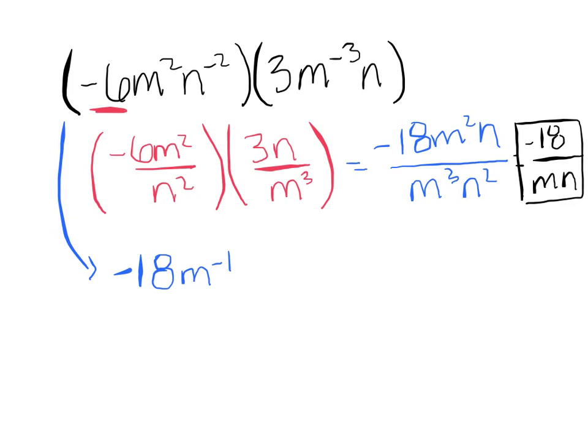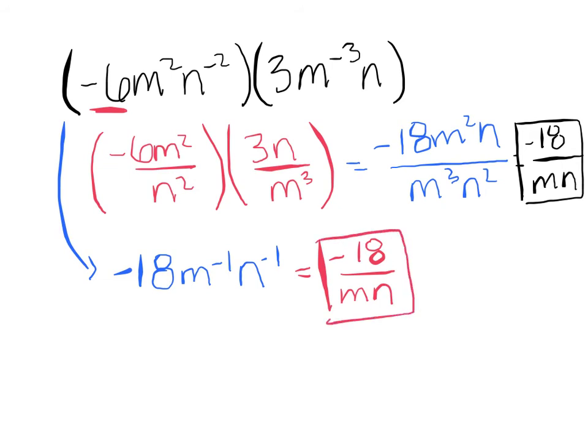n to the negative 2 times n to the 1. Negative 2 plus 1 is negative 1, so we have n to the negative 1. Now we can simplify this by making the exponents happy, moving them to where they will no longer be negative. And we end up with negative 18 over m to the n. So we used different properties in each case, but we still ended up with the same solution.